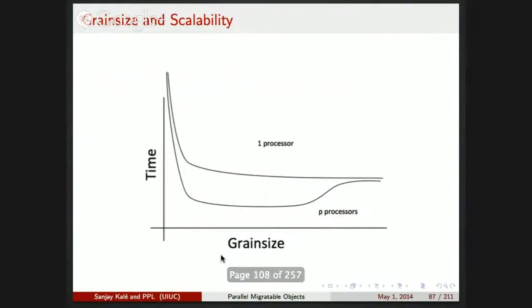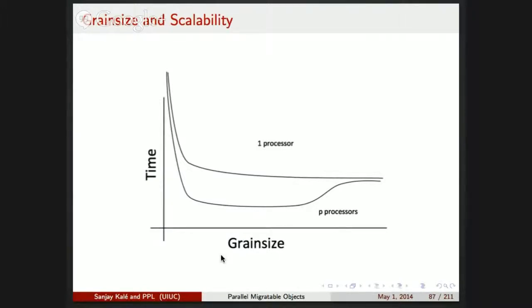And here is a graph that basically shows how the execution time will depend on grain size. If we have a very tiny grain size, then the overhead, let's say it took 1 millisecond for the message overhead, and the grain size is just 10 microseconds or 20 microseconds.